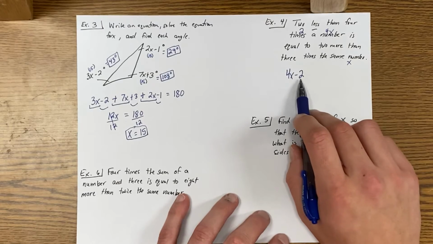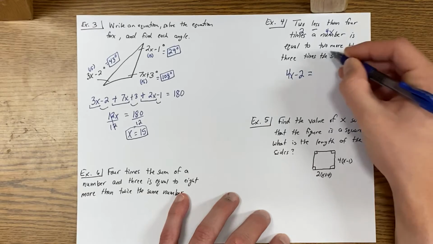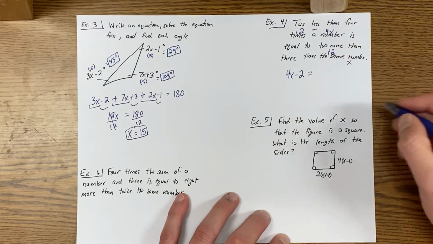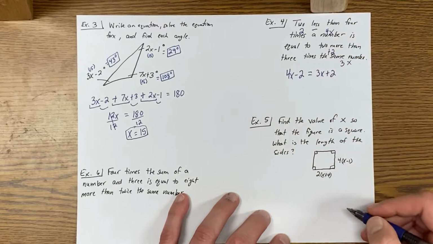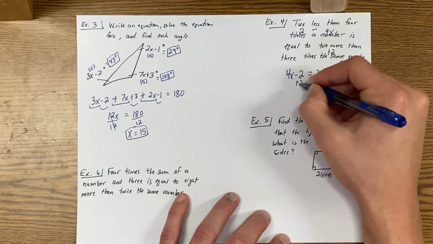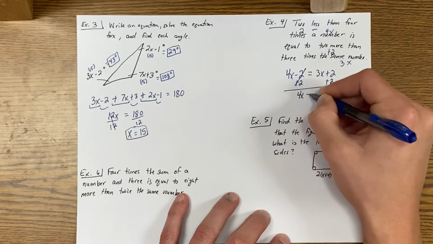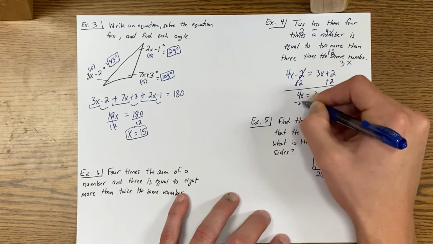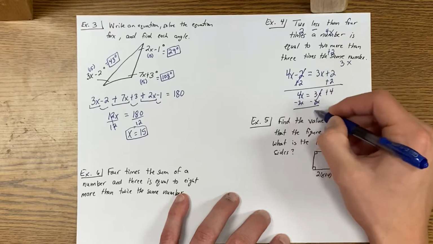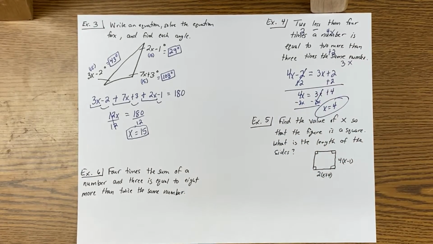So this means 2 less than 4 times a number is equal to 2 more, which would be plus 2, than 3 times the same number. So here we would say 3x plus 2. And now we solve for x. We add 2 to both sides. Those 2's are opposites, so they cancel. So we get 4x equals 3x plus 4. Subtract 3x from both sides. And we get 4x minus 3x is just x. And 4 is what I have left on the right side. So x equals 4.